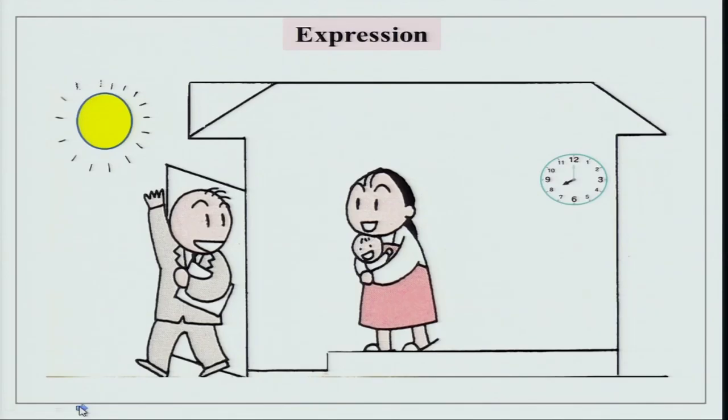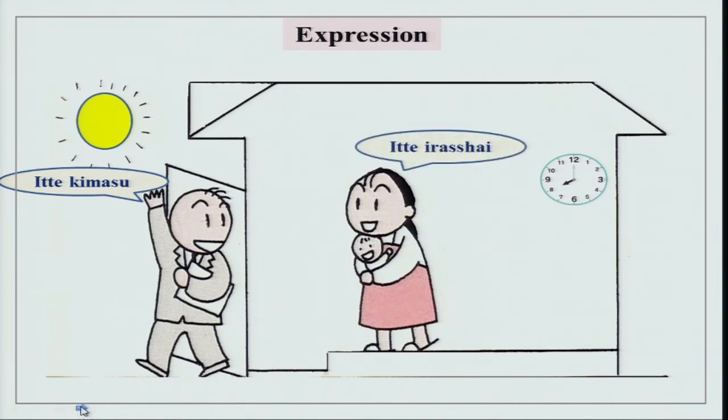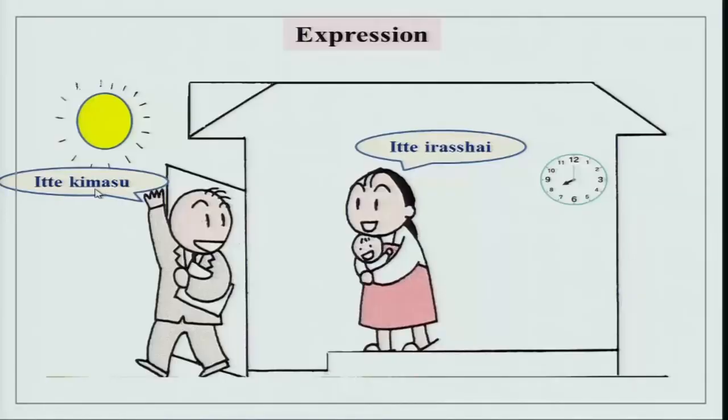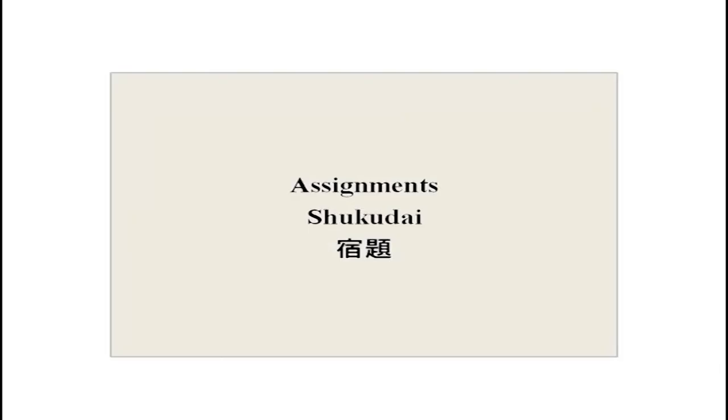Well, now we have a small expression for you, a daily expression. Look at this picture, you can see this gentleman going and this lady saying bye to him. So, what does he say? And the time is 8 o'clock in the morning, the sun is shining bright. And what does he say? Itte kimasu. The person who is leaving the house will say itte kimasu and the person who is at home will say itte irasshai. So, I think that is exactly what happens. When you leave your house, your mother says go and come and you say I will just go and come.